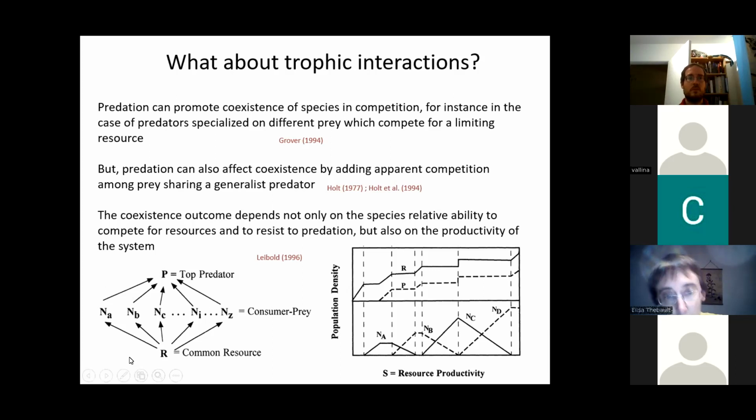For example, as shown by a study by Leibold in 1996, coexistence was allowed at different levels of resource productivity, meaning that at low resource productivity, only species that were highly competitive for resources persisted, while at high productivity, you had mainly species that resisted predation. And so coexistence was possible only at intermediate levels of productivity. So, okay, trophic interactions can also be important for understanding coexistence, along with species competition.